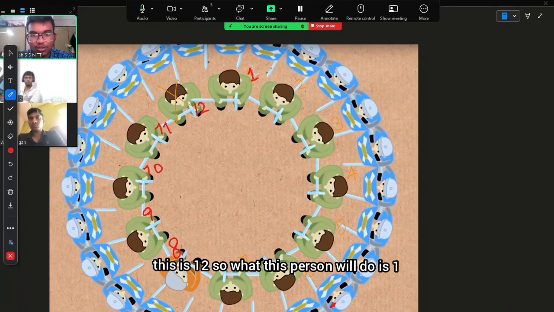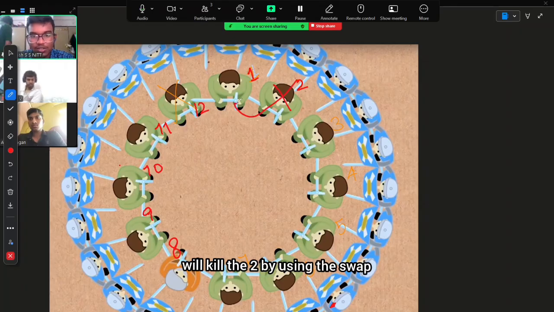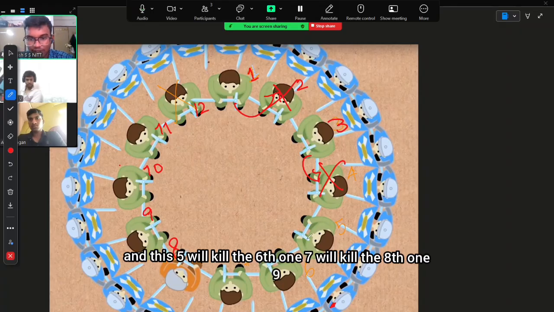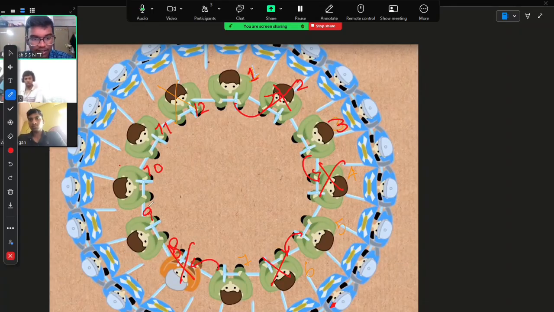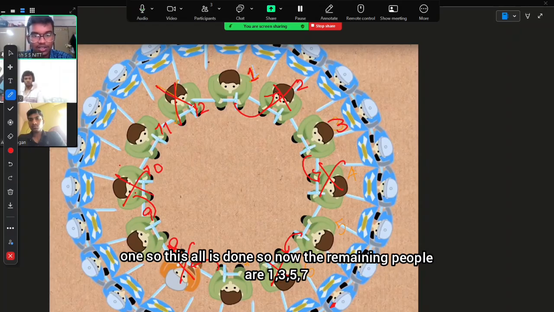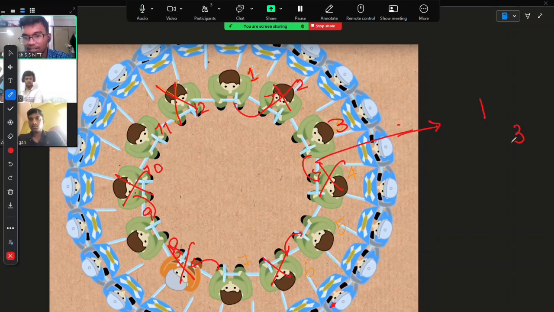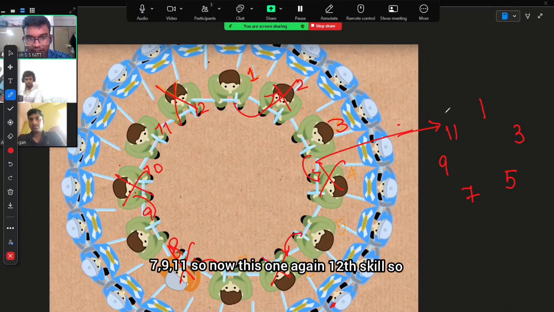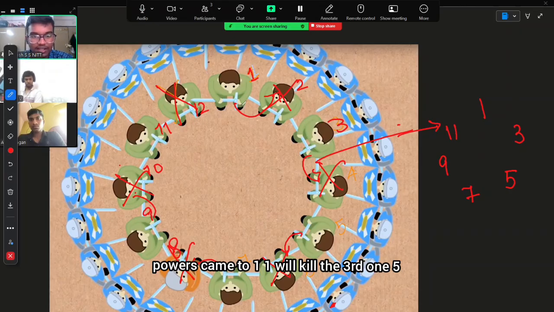So what happens is 1 will kill 2 using the sword, and 3 will kill the fourth one, 5 will kill the sixth one, 7 will kill the eighth one, 9 will kill the 10th one, 11 will kill the 12th one. So this is all done. Now the remaining people are 1, 3, 5, 7, 9, 11. Now 12 is killed, so the turn came to 1.